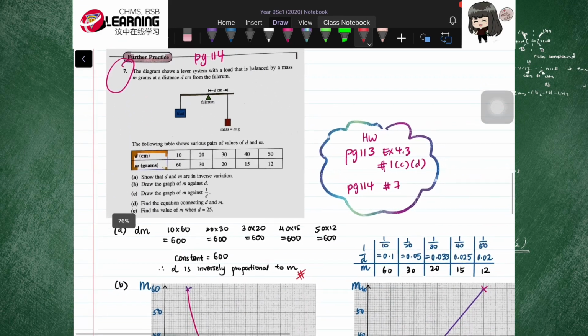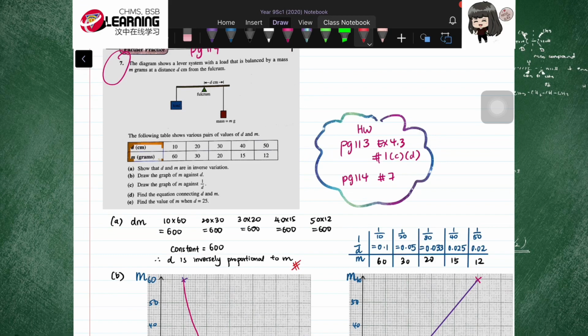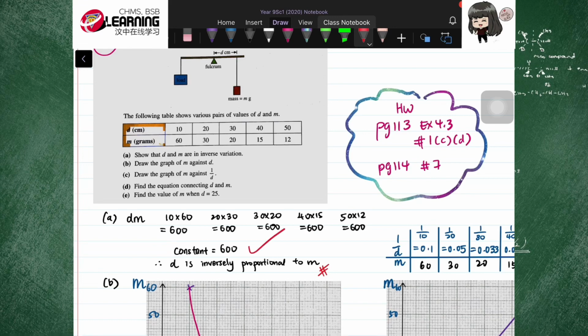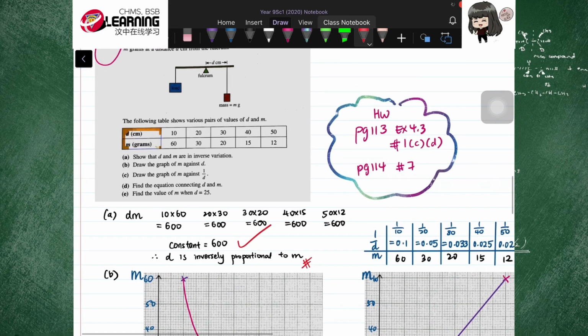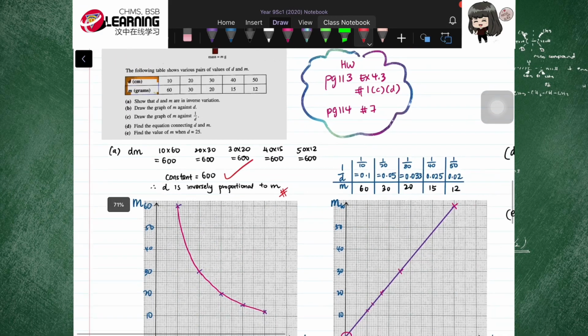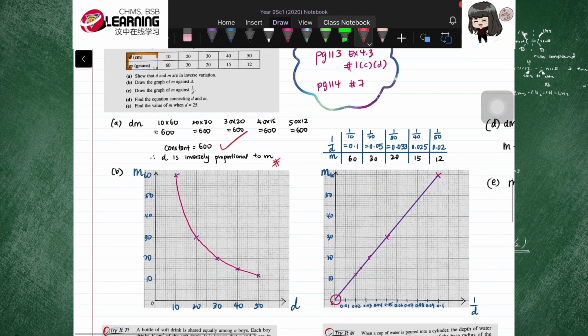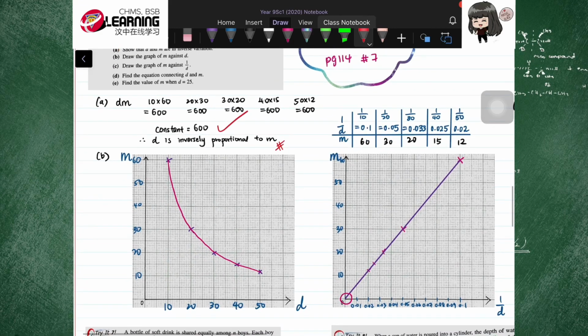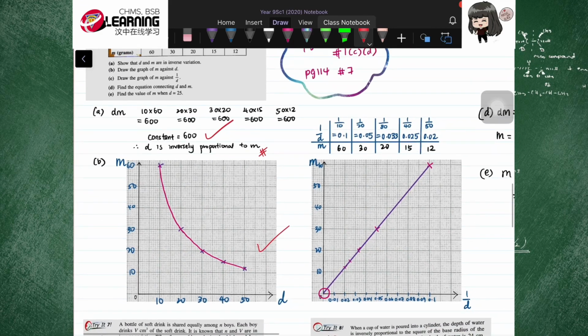Okay, and question number 7, part A. To show that D is inversely proportional to m, you need to show that the constant is 600. All the products together are 600. And part B, m against D, the graph is a hyperbola graph. If it's a hyperbola graph, it's correct.